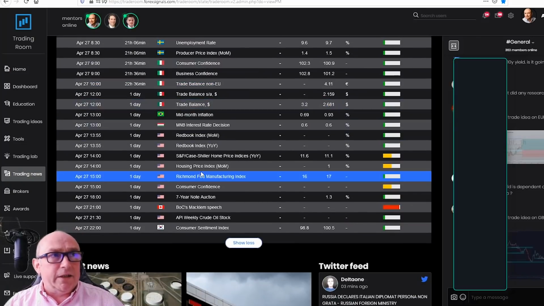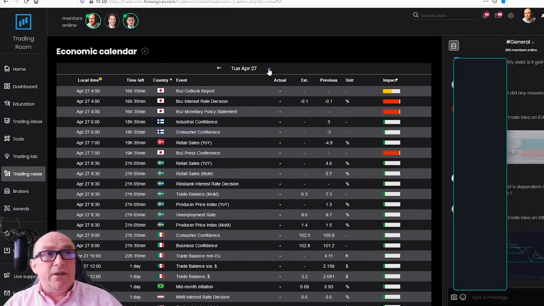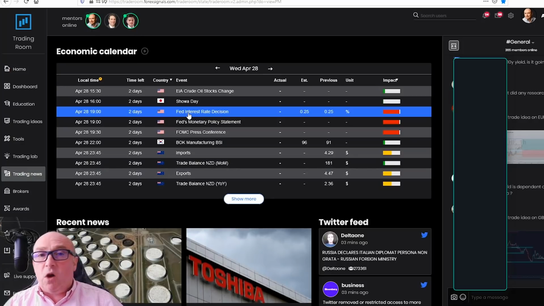Later on in the week, tomorrow, we've also got some housing data out of the US. Again, it's another forward-looking indicator in terms of inflation. Moving out to Wednesday now, we've got the Fed rate decision. Very important Fed rate decision. It's when the Fed decides on interest rates. Again, it's unlikely that we're moving interest rates. But the following statement is important.